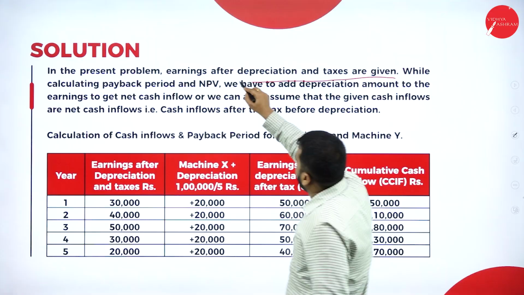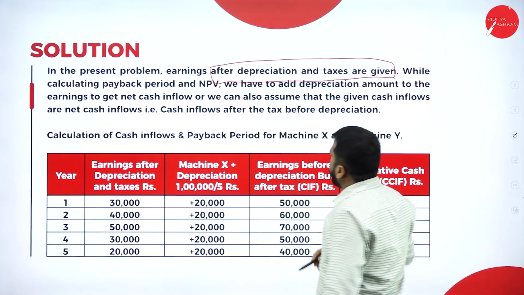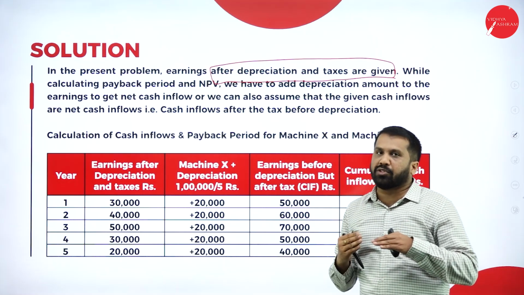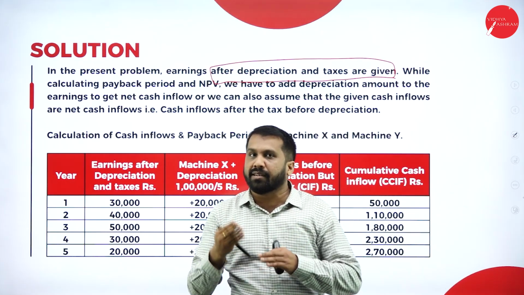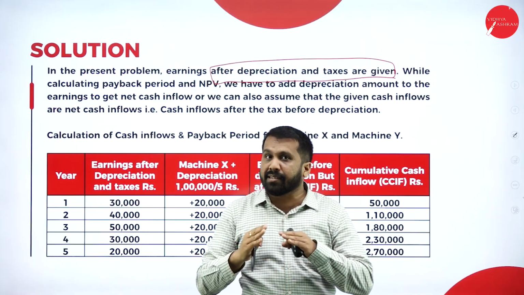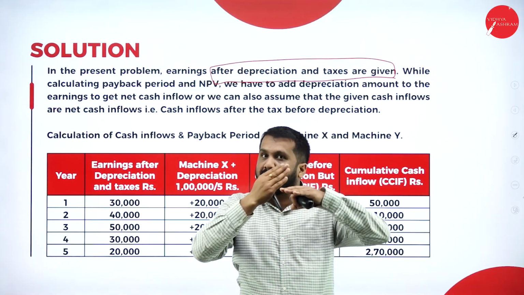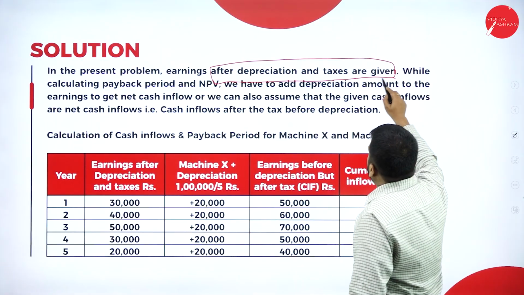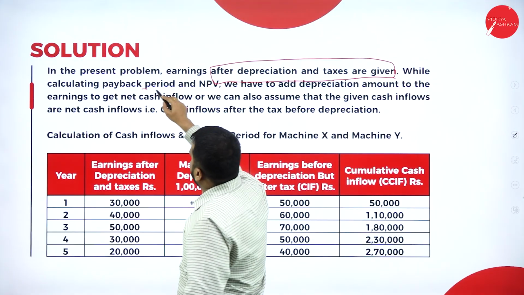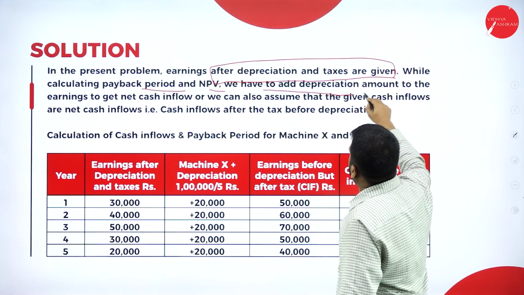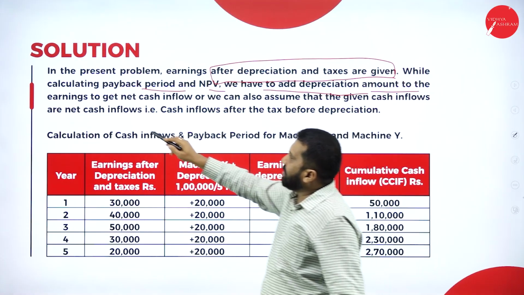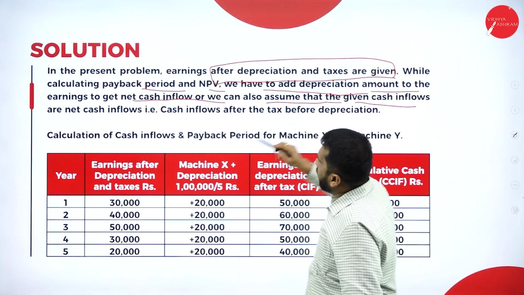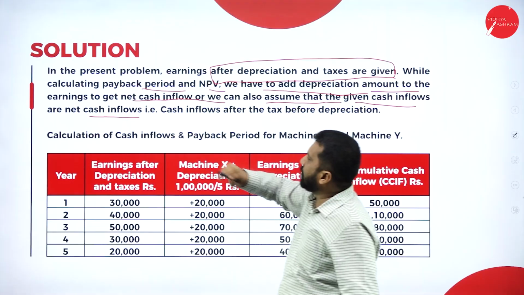See, this is very important. In the usual format, we go with the cash flow, then we minus depreciation, we get some answer, and again we minus tax. That we are not doing. Why? Because after doing all the calculation, they have given the final value. So taxes are given. While calculating payback period and NPV, we have to add the depreciation amount to the earning to get net cash inflow. We can also assume that the given cash inflows are net cash inflow.